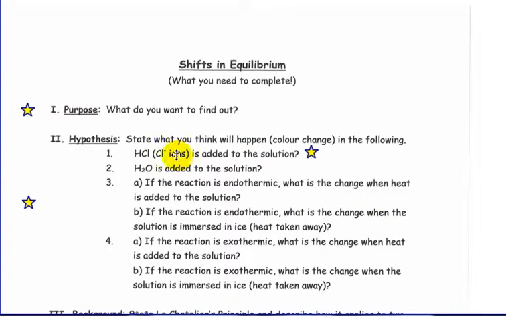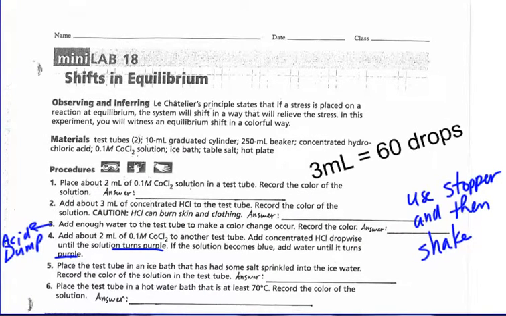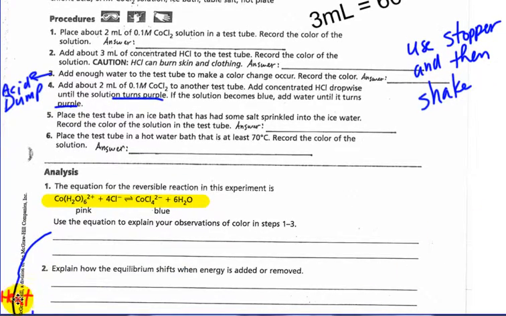so adding HCl, what happens? Adding H2O, what happens? And then when you have your purplish colors, your reaction's either going to be endothermic or exothermic, and that's the point of using an ice bath or hot water bath. So if you take a look here, if it is endothermic, that means we can think of heat as being on the left-hand side.